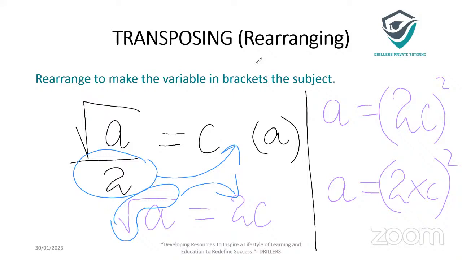Just ensure that when you are moving your terms, you do the opposite. So if I have positive and I'm moving it across, it is going to become negative. If I have division, it's going to become multiplication. If I have square, it's going to become square root. So remember that you're just going to do the opposite.